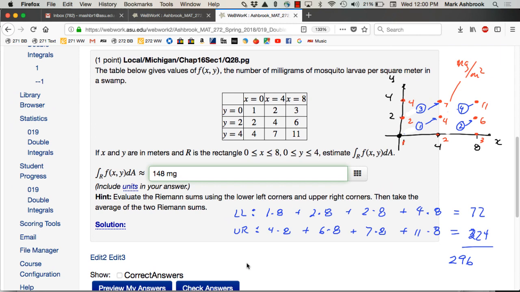So the trick here was don't look at the table and think that means upper right, lower left. You have to graph this because y decreases downward in the table, so that flips it. Okay, questions on this example? So that's a good application of what we did last time. What else?